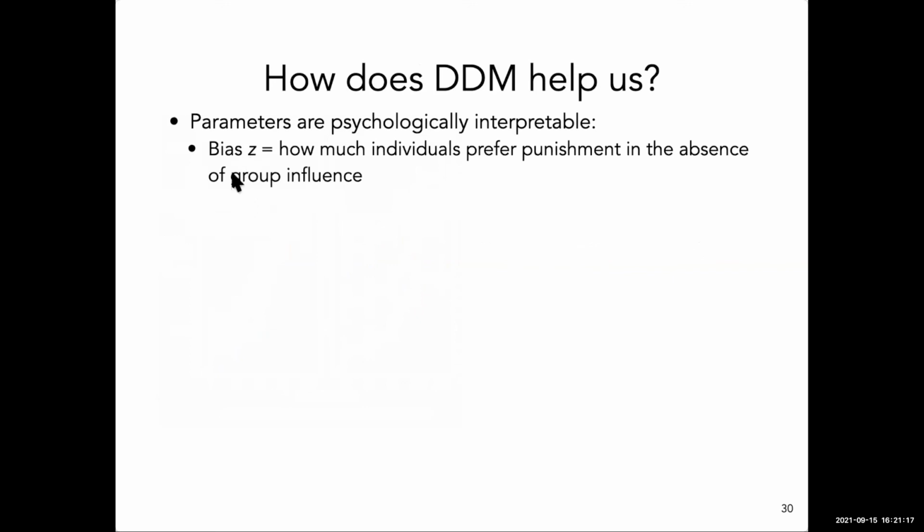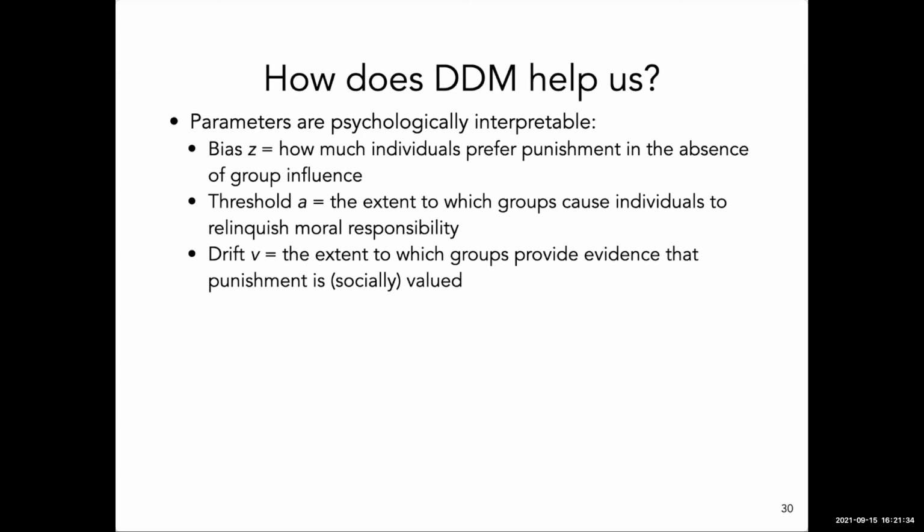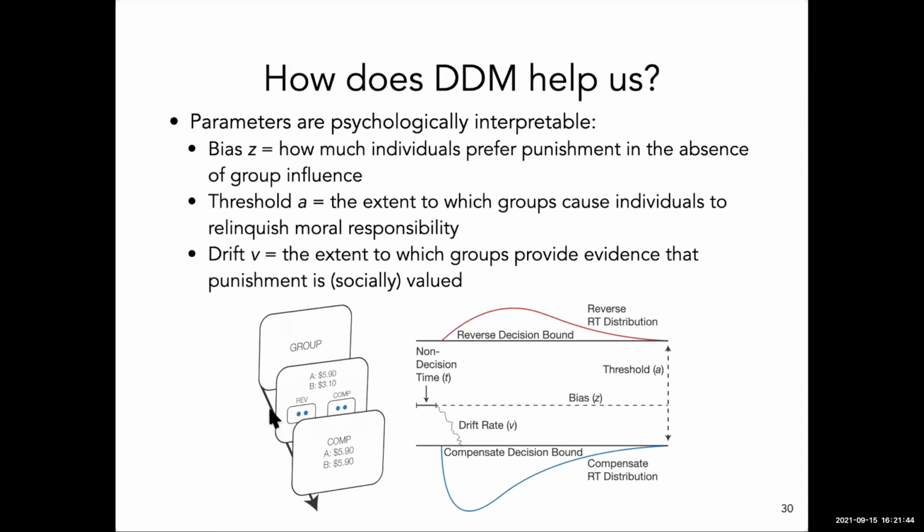So the bias term tells us how much individuals prefer punishment in the absence of group influence. The threshold parameter tells us to what extent groups cause individuals to relinquish moral responsibility. The drift rate parameter tells us to what extent groups provide evidence that punishment is at least socially valued. And you can see in this diagram here, in this case where the group is evenly split, that you might have some pre-existing preference for a non-punitive response. In addition, the drift rate just slowly drifts towards the non-punitive option here, producing this sort of reaction time distribution.